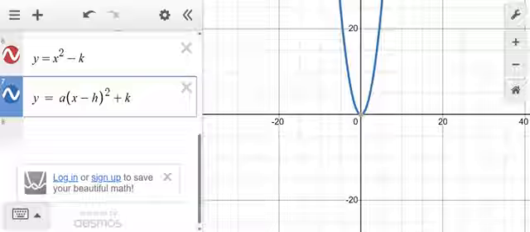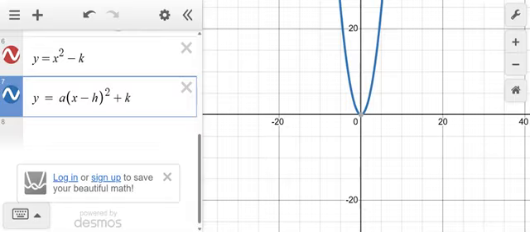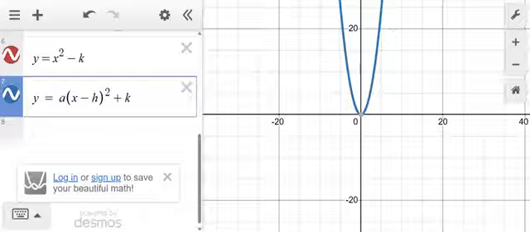Now, is the shape of the parabola changing? Thumbs up, thumbs down. Everyone. Is the shape changing? No. Is the axis of symmetry changing? Yeah, because now we're moving side to side. Is the vertex changing? Yeah.